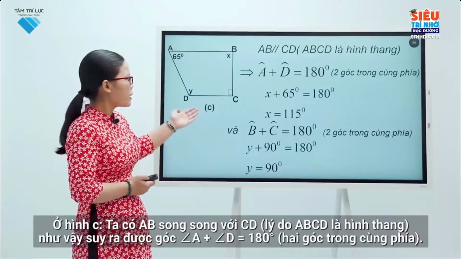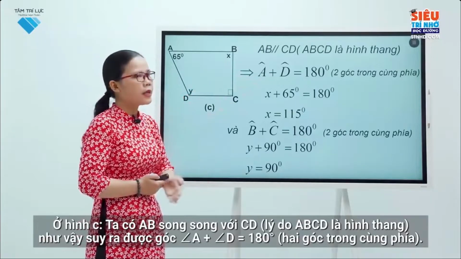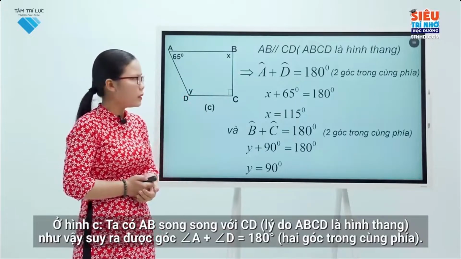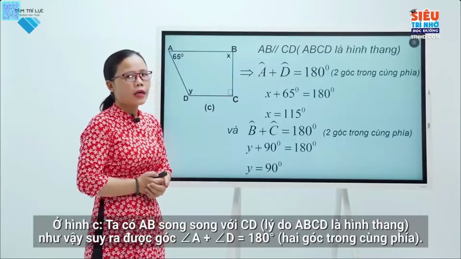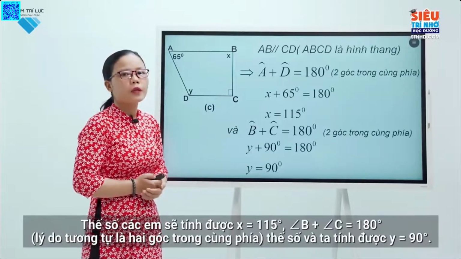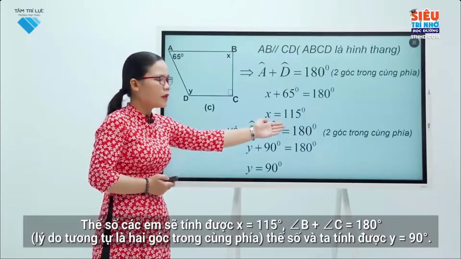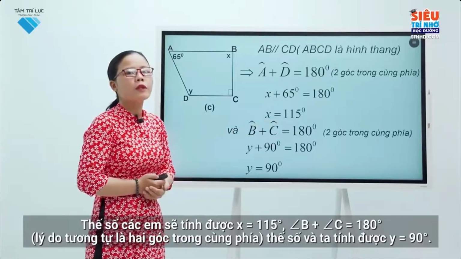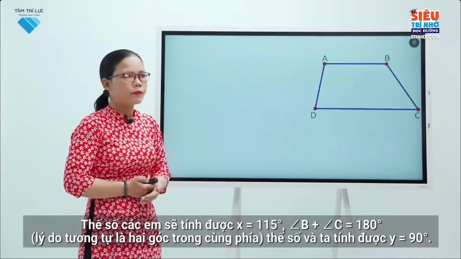In figure C, AB parallel CD, ABCD is a trapezium, so angle A plus angle D equals 180 degrees, two adjacent angles. So we get x equals 115 degrees. Angle B plus angle C equals 180 degrees, two adjacent angles. So we get y equals 90 degrees.